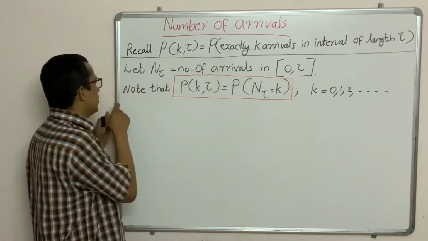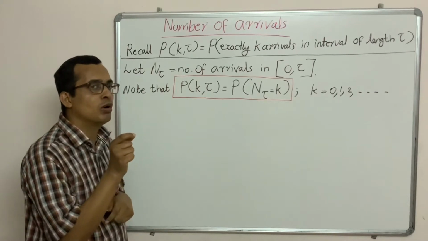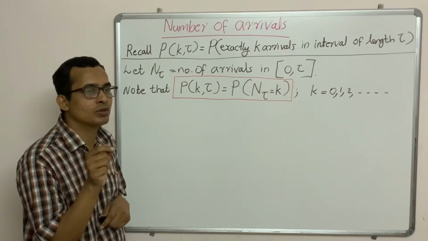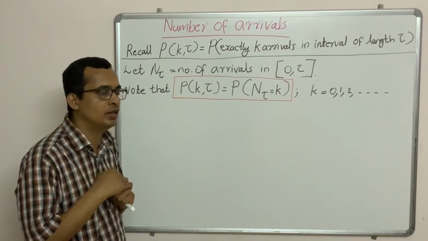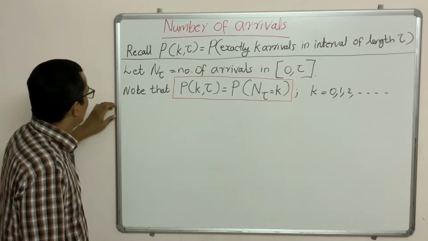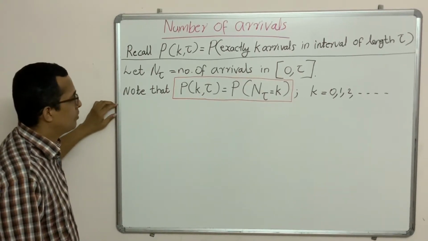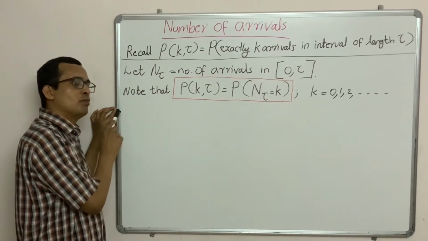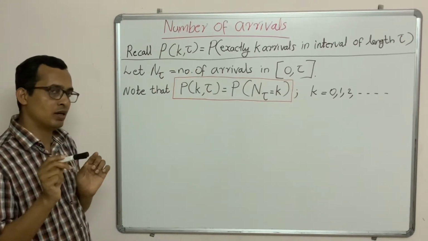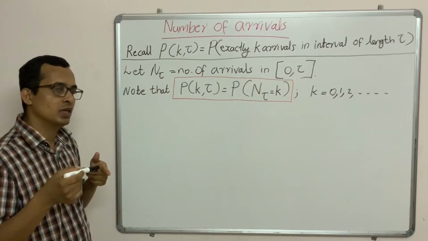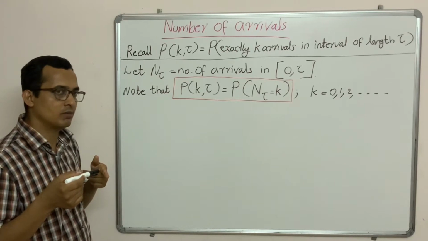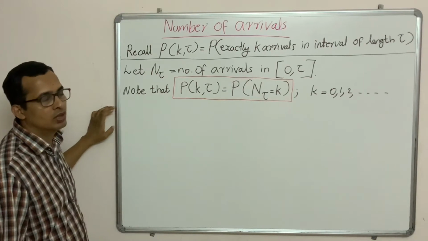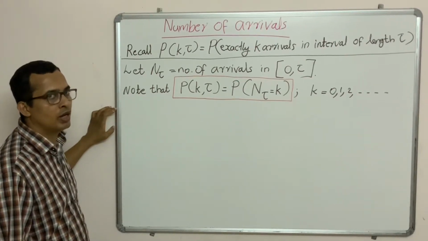The number of arrivals in the interval tau to 2 tau will also have the same distribution, or 100 to 100 plus tau. They are all identically distributed. So N tau is that random variable which gives you the number of arrivals. If you recall, for a Bernoulli process, the number of arrivals from 1 to n was a random variable which had a binomial distribution. Here it is interesting to find the distribution of this random variable N tau.